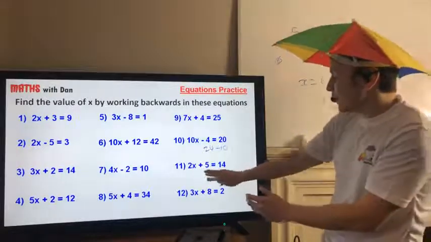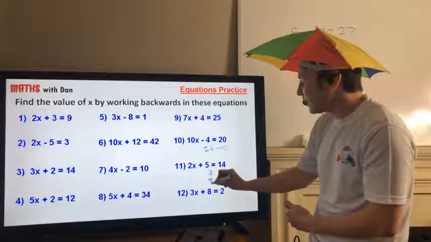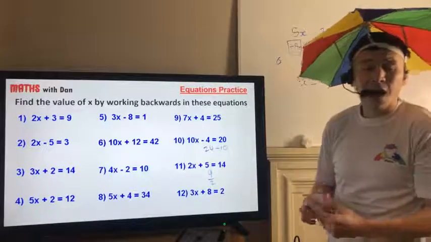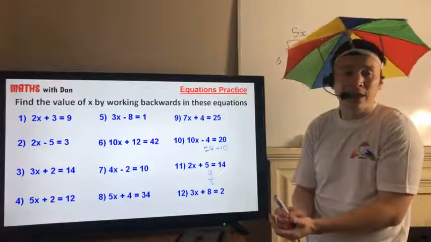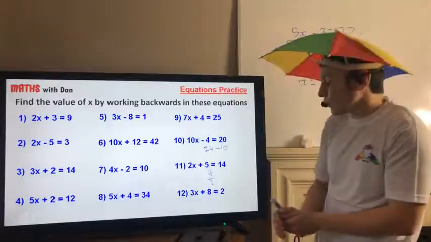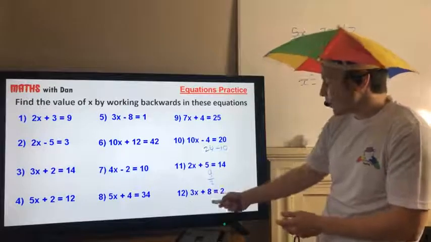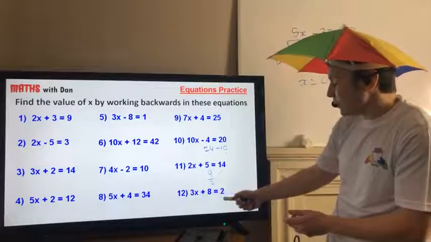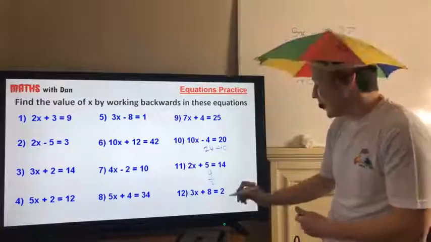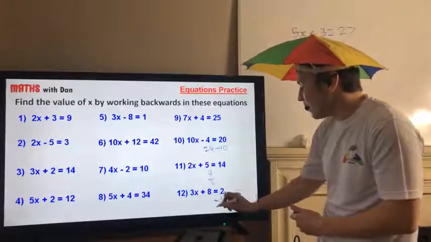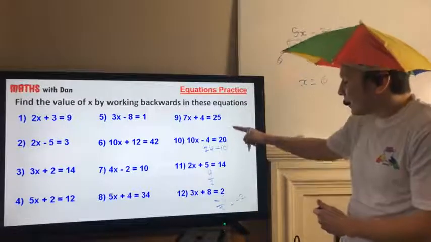Okay, question 11. You take away the 5 to give you 9. Then you're going to do 9 divided by 2. So half of 9, if you like, is a bit tricky. But don't say I can't do it. You can't put in a remainder. You need to know that that is 4.5. And finally, question 12. When you take away the 8 from 2, it hurts your brain a bit, because 2 take away 8 goes into negative. So you've got negative 6. When we do negative 6 divided by 3, we get negative 2.